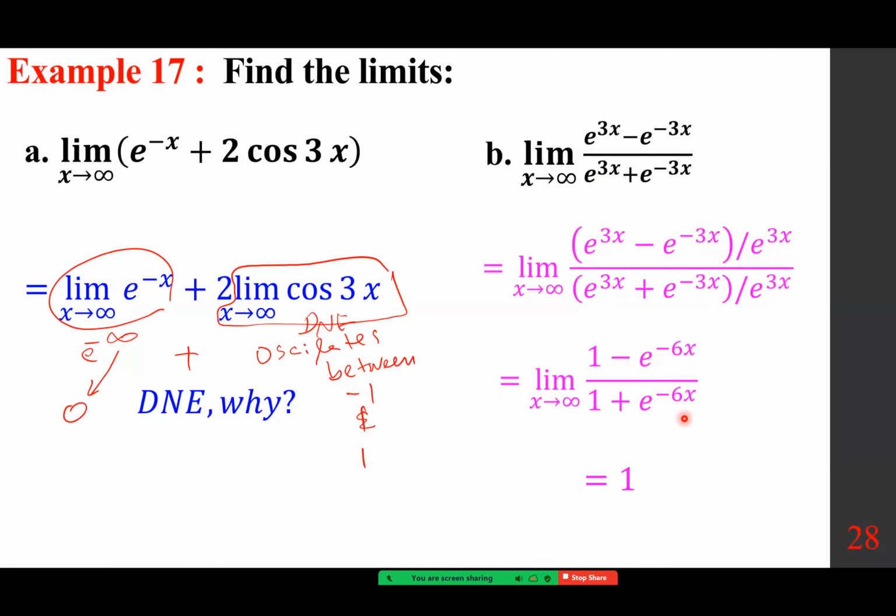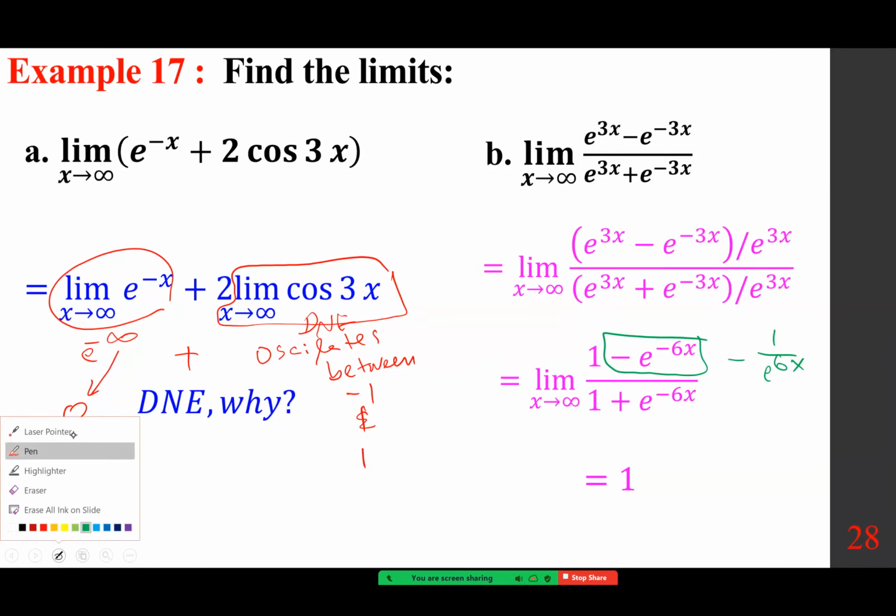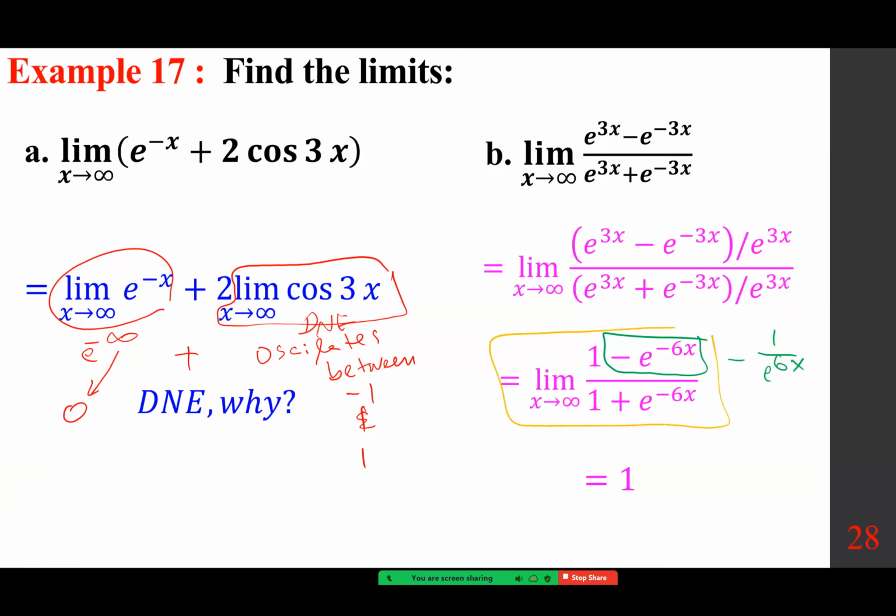Okay, everybody. If it helps you see it better, you can change this to minus 1 over e to the power of 6x. The same thing for the bottom. So when x goes to infinity, this goes to infinity, 1 over infinity is 0. Okay, so what you are dealing with in essence is 1 minus 0 over 1 plus 0.